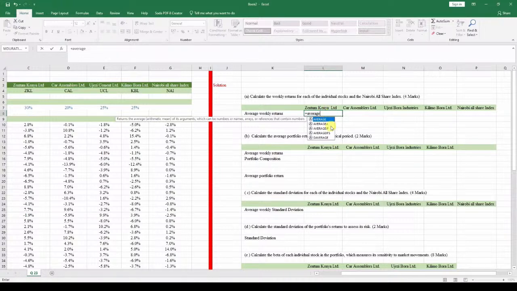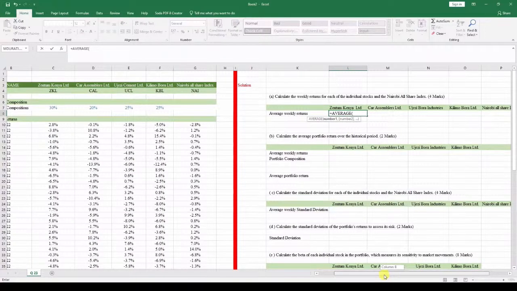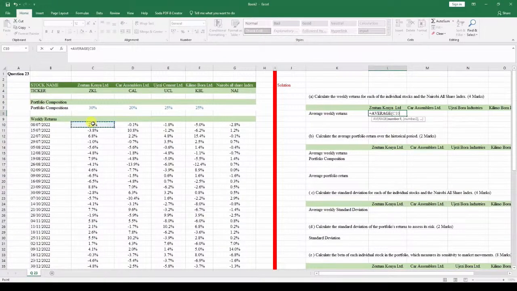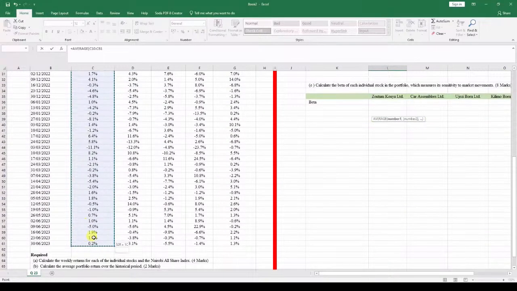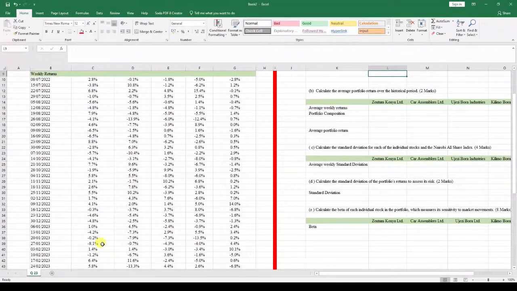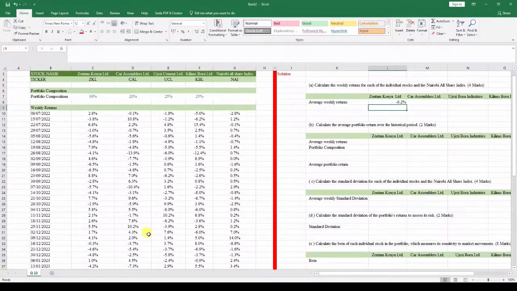not average A. You can see the average right over here, and the average of what? We want to pick the average for Z-Term Kenya, to pick the average values right here, up to there, close the brackets, then you enter. So we're saying that the average return should be negative 0.2%. Let's put it to maybe say 2 decimal places. That 2 decimal places is up to there.